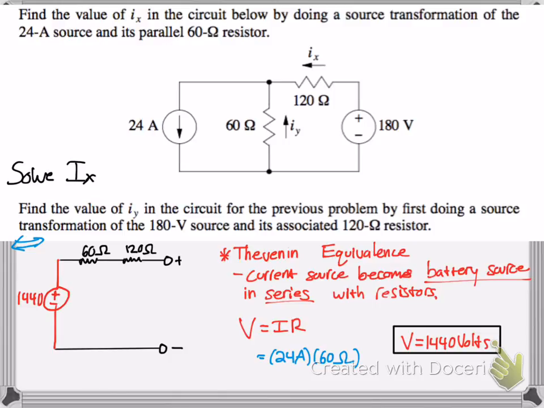And the reason it's called Thevenin equivalence is because a 24 amp current source in parallel with a 60 ohm resistor is the same thing as a 1440 volt battery. So that's where the equivalence comes from.